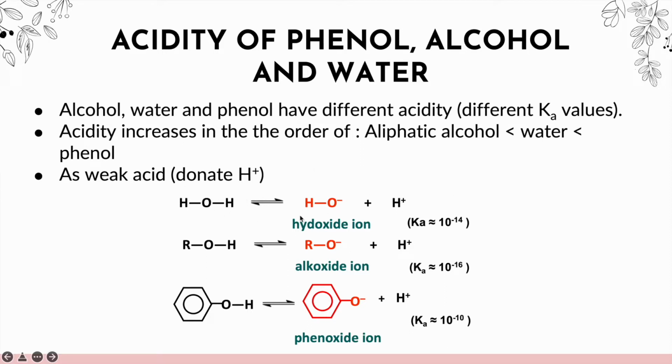Water can form hydroxide ion, OH minus, and H plus. The Ka value is 10 to the power of negative 14. Alcohol can form alkoxide ion and H plus, with a Ka value of 10 to the power of negative 16. The phenol can form phenoxide ion and H plus, with a Ka value of about 10 to the power of negative 10. So the lower the Ka value, the more acidic it is. Okay, lower Ka value, more acidic. Here phenol is the most acidic if we compare these three because it has the lowest Ka value.